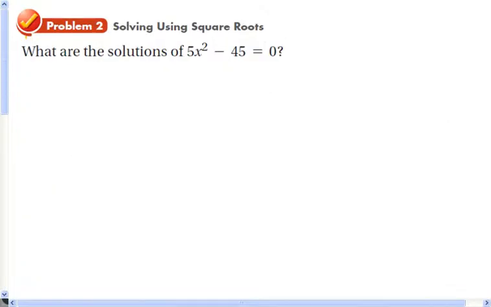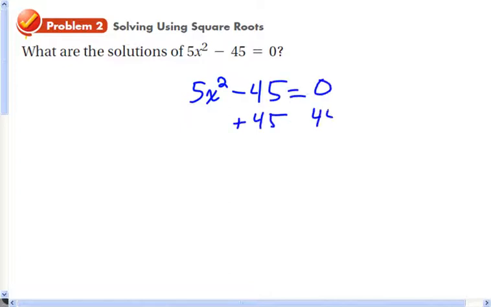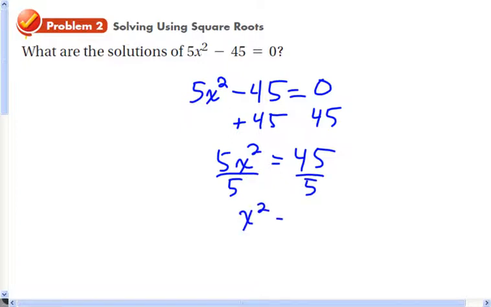All right, another way we can solve this is by using square roots. To solve this using square roots, what you want to do is isolate the squared term. To do that, we would just add 45 to both sides. And we get 5x squared is equal to 45. And divide by 5 to further isolate the squared term. So now we have x squared equals 9.